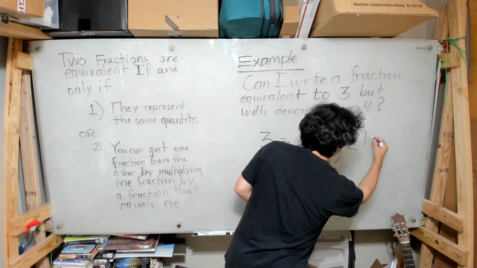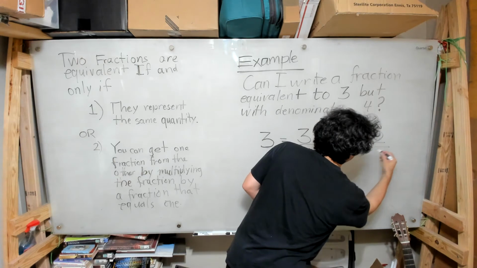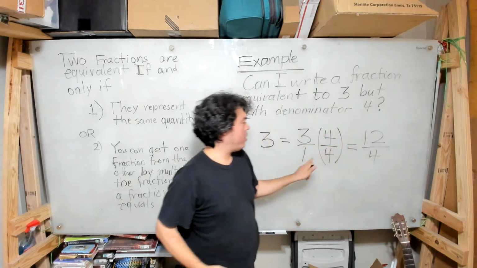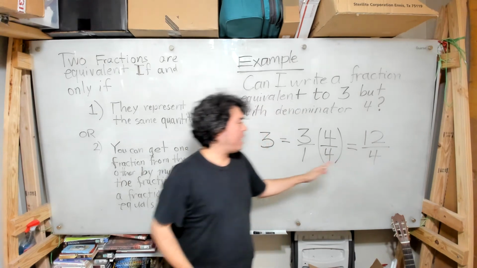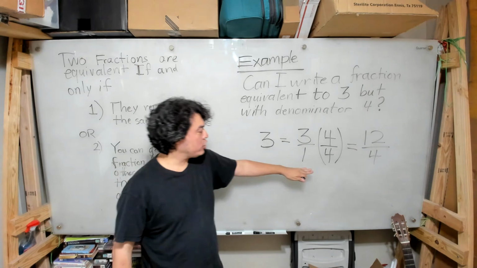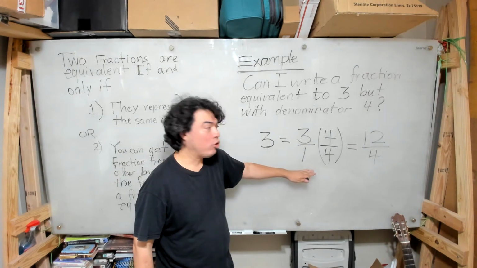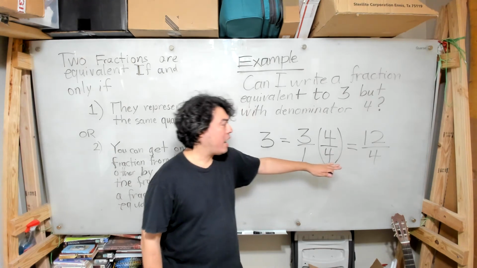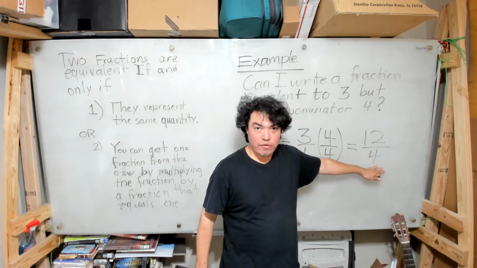I will get the fraction 12 over 4, because 3 times 4 is 12, and 1 times 4 is 4. And so therefore, 3 became the fraction 3 over 1, which when I multiplied it by the fraction 4 over 4, which equals 1, I got the equivalent fraction 12 over 4.